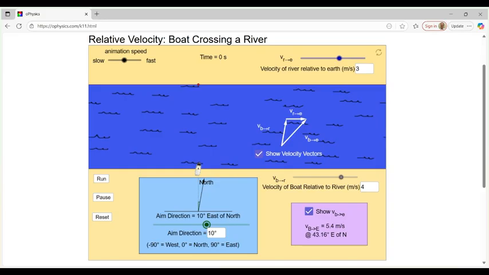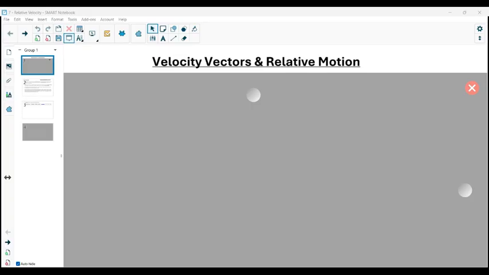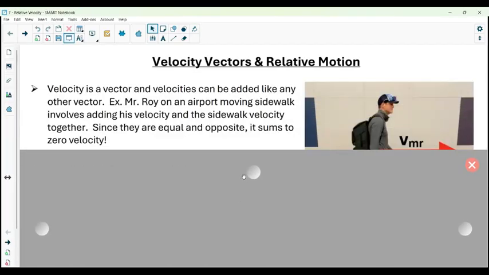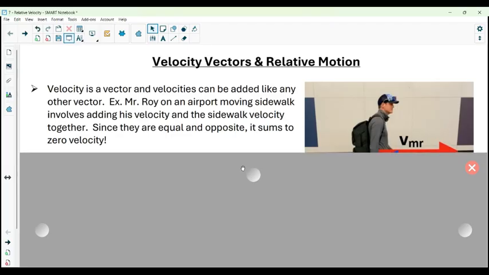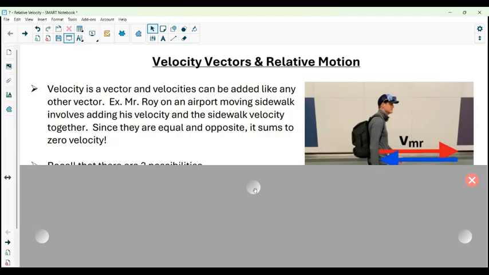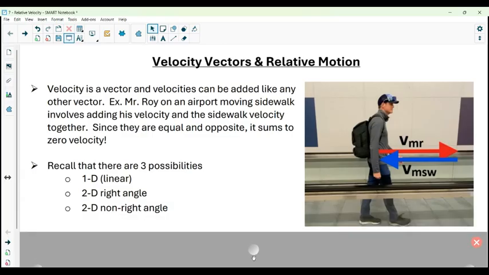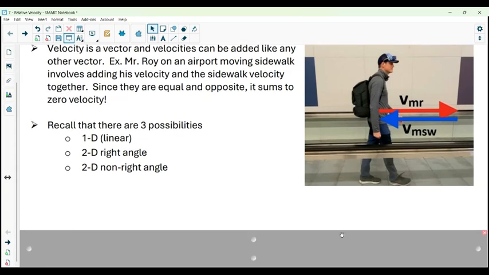Now, let's go back to our lesson. And let's talk about this a little more academically. Okay, so velocity is a vector. We know that velocities can be added like any other vector. Me moving on an airport sidewalk, we add the two velocities together and they sum to zero. Right? And I'm drawing my velocity vectors there. Now we could have three possibilities. We can have one-dimensional that's linear, two-dimensional at a right angle, math is a little easier, or two-dimensional at a non-right angle, in which case we've got to use vector components, right? We're very familiar with that.